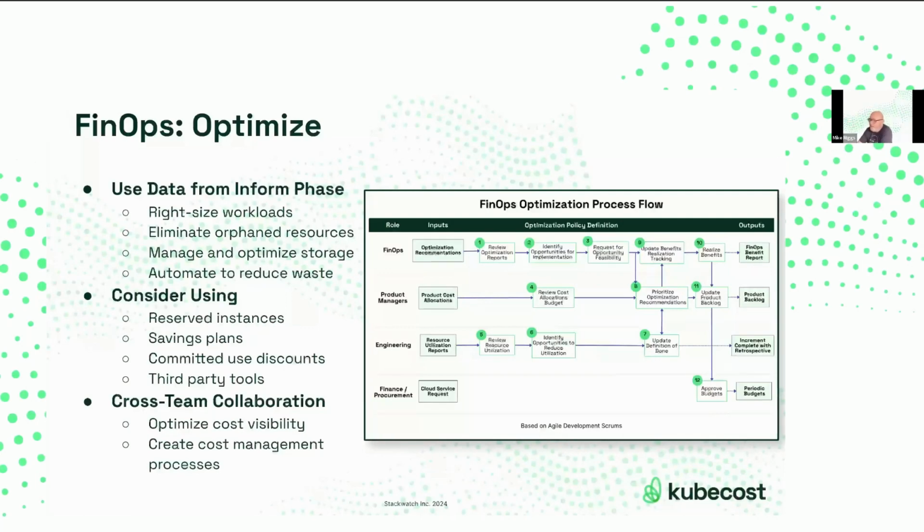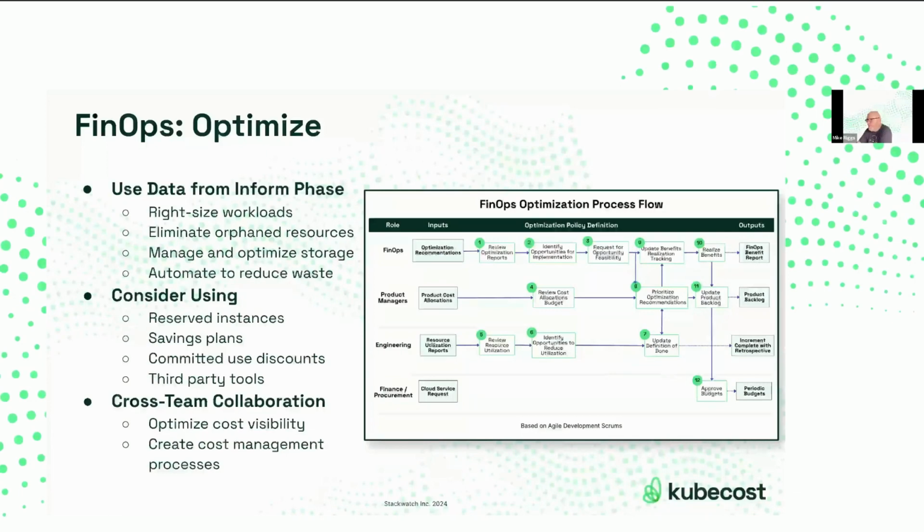And then we want to look at being able to put some automation in place to reduce waste. As we can see in this graphic on the right-hand side, there's a process that goes with this. There's a process flow that's going to involve a variety of teams. So you're going to have your FinOps teams, your product management teams, engineering teams, procurement, things like that.